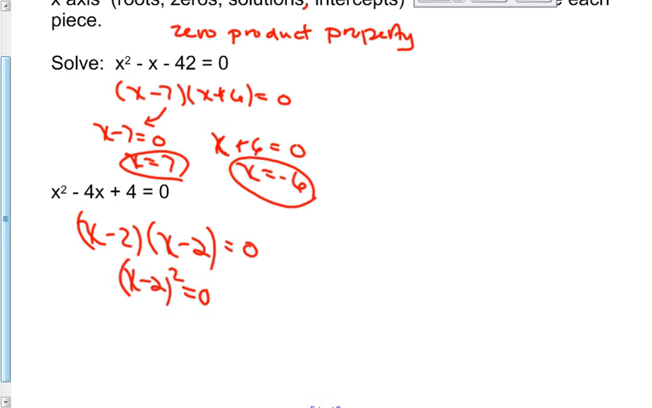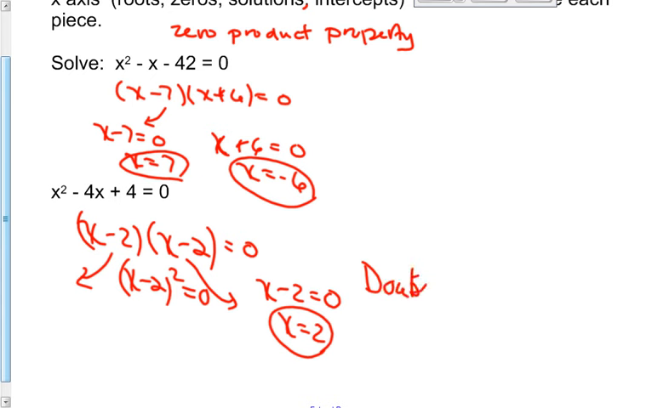But remember, we're looking for solutions, so we take each solution out, set them equal to 0. Well, the solutions are the same when you take them out, so we only need to take it out one time and solve, and x equals 2. When you get an answer that is the same thing twice, this one is 2, this one is 2. This is called a double root. Double root when you get the same result twice in an equation.